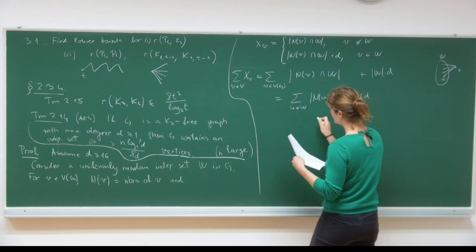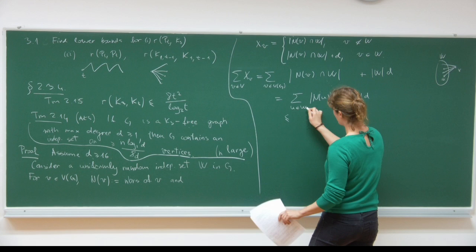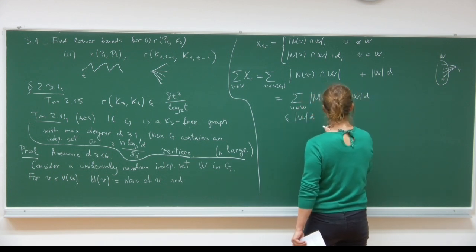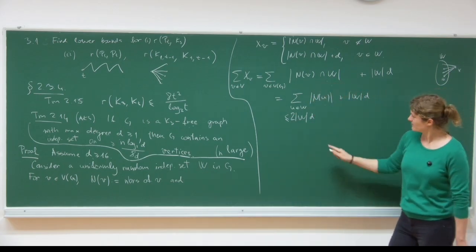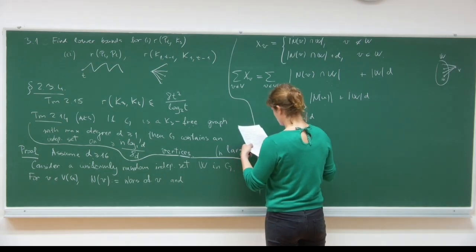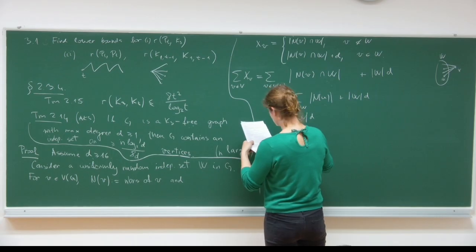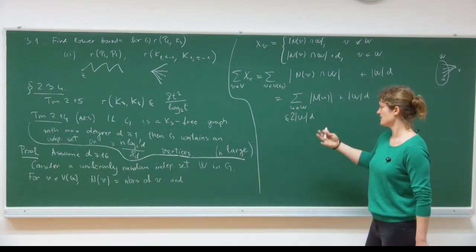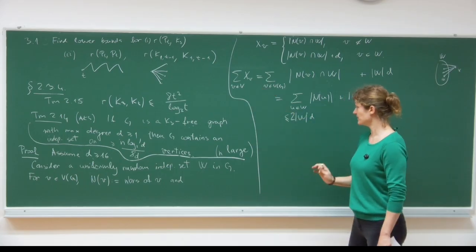And this is now at most, because of our bound on the max degree, W terms, and each of them has size at most D. So this whole thing is at most 2|W|D. So this means that, deterministically, for every independent set W, the size of W will be at least this sum divided by 2D.